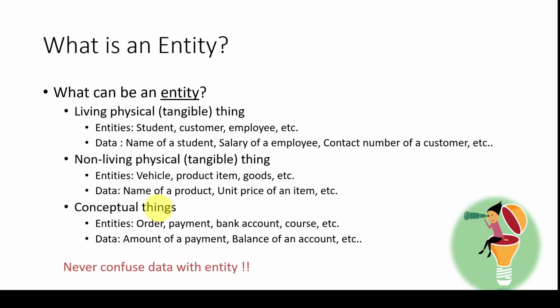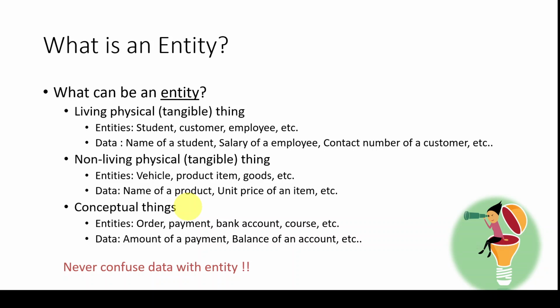For example, it can be the order date, the amount of the payment, the balance of your bank account, your course name, course fee. So they are all data as well. So now you can see that the entity can be a living physical entity, non-living physical entity, or it can be even a conceptual entity. And all those have attributes and properties that we are interested in, and they can be our data.